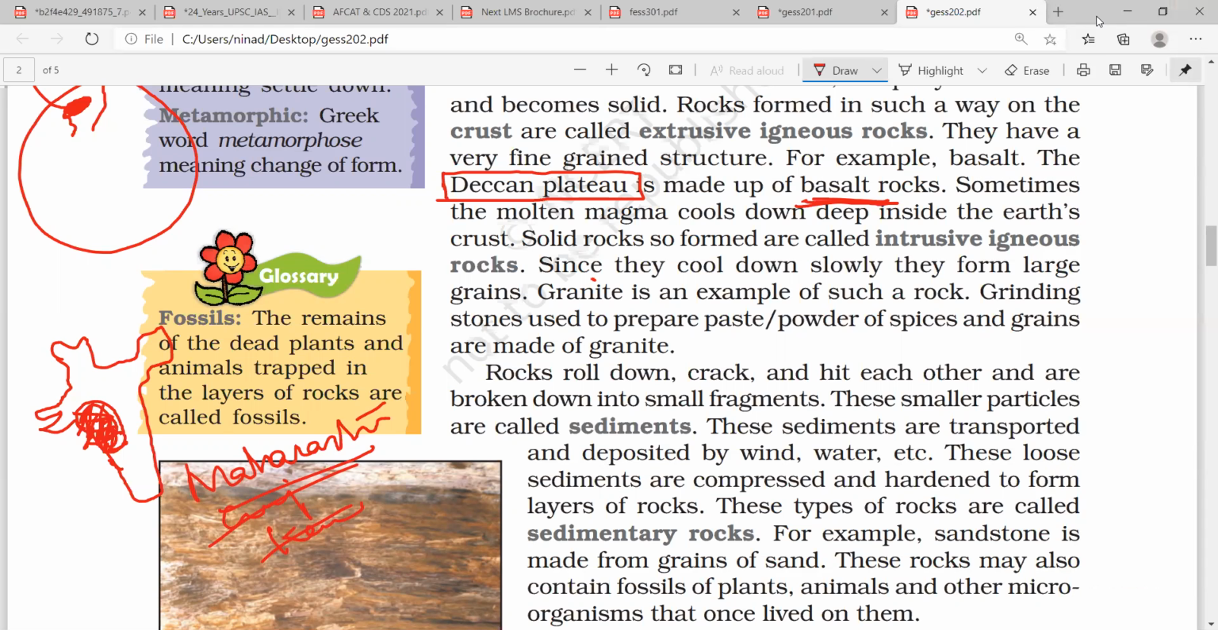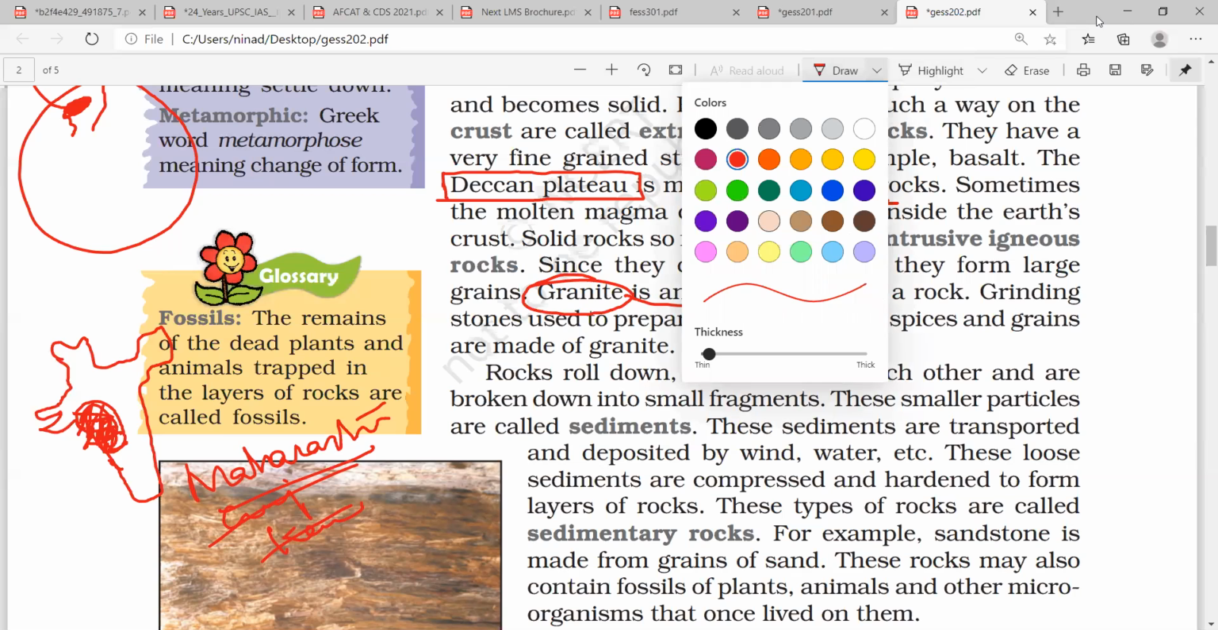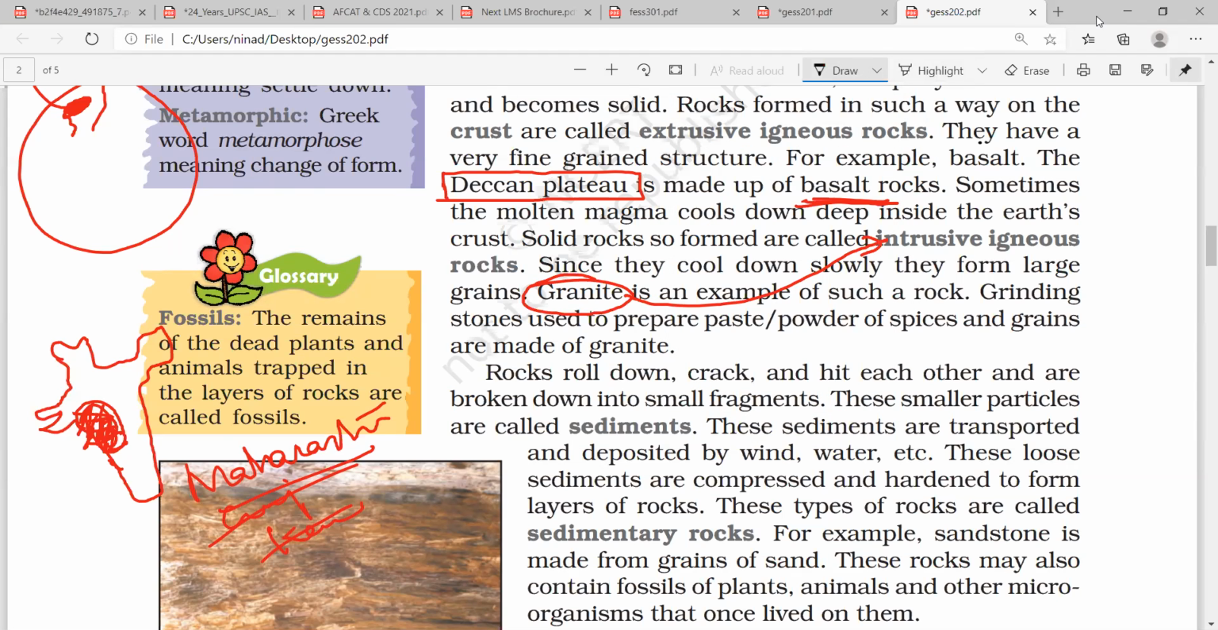Okay. Then granite is also an igneous rock. They are mostly found inside the earth. They are examples of intrusive rock. Fine. Now the specialty about igneous rock is they have got minerals, especially metals like iron, gold, silver. All these metals are found in igneous rocks.